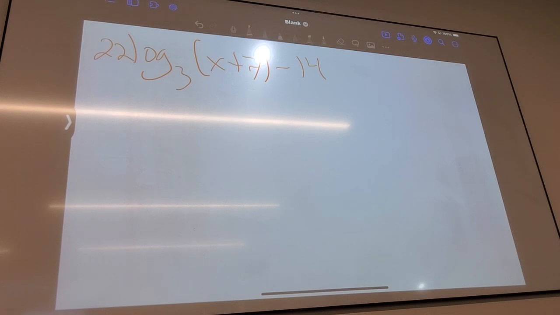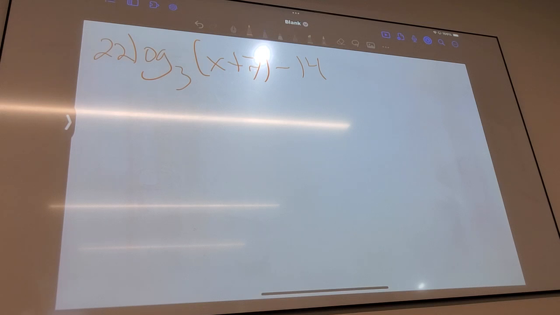What would be my base function? Take all the transformations. How many transformations are there? Two. No? Three. What are they, in the order I would do them in? Left 7. Stretch 22. Down 14. I love it. We're not going to do that, because that's not the point of this problem.